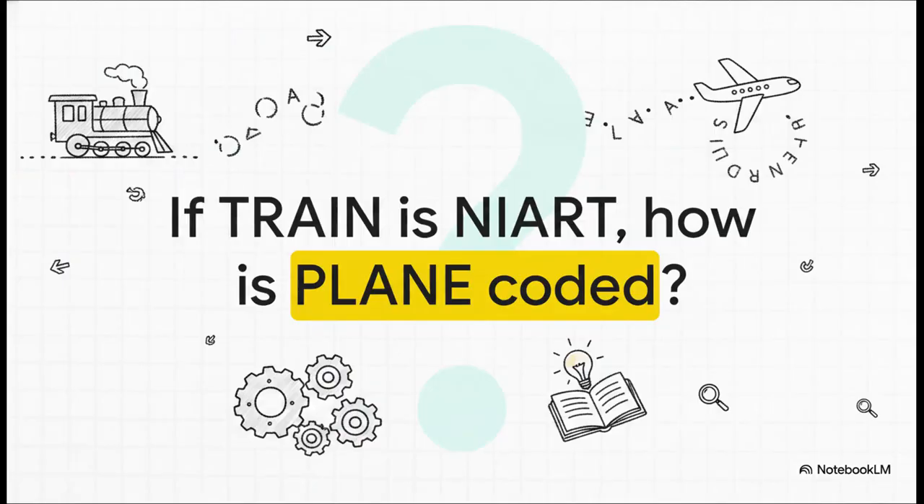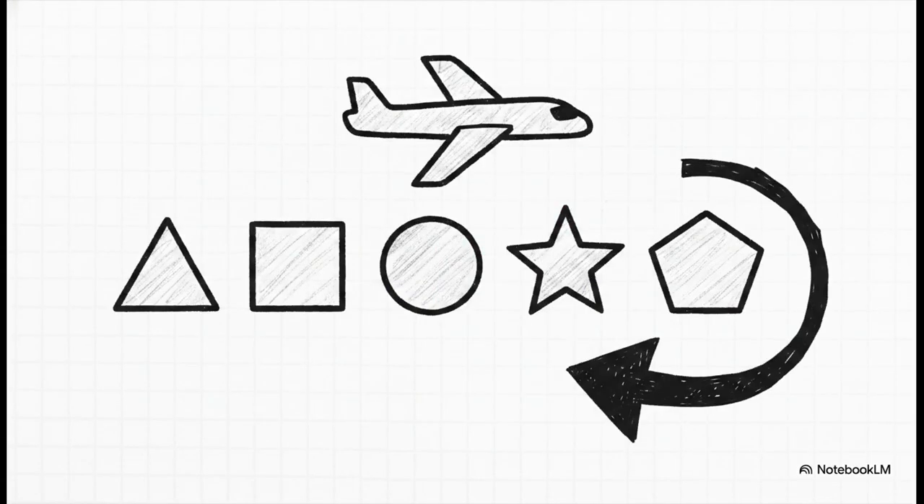Let's test this out real quick. If TRAIN becomes NIART, what happens to PLANE? Think about the rule we just learned. Yep, you got it. You just apply that same reverse rule to the word PLANE, which gives you ENALP. The major takeaway here is that if you see the exact same letters in the code, always check for a reverse or rearrangement pattern first before you start trying to shift anything.